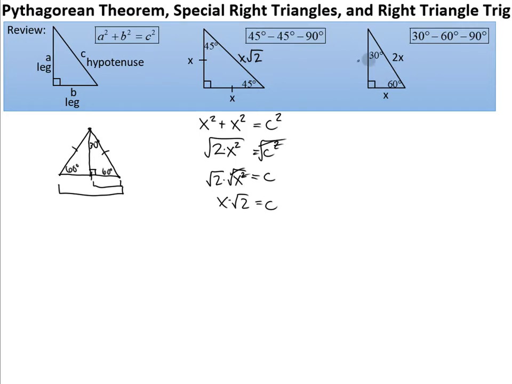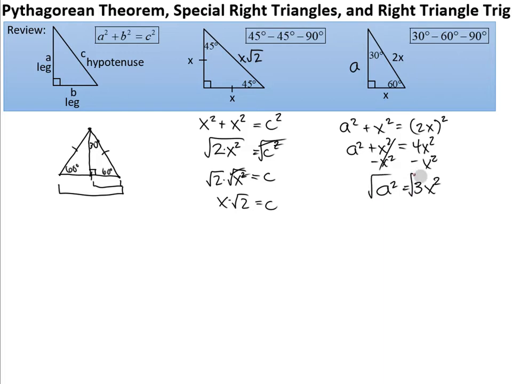Okay, so in this case, this would be my hypotenuse, or c in the Pythagorean theorem. So let's call this a. We're going to say a squared plus x squared equals the hypotenuse 2x squared. Well, 2x times 2x is 4x squared. And if we move this x squared over, well, that's 1 less x squared. So now we have 3x squared.